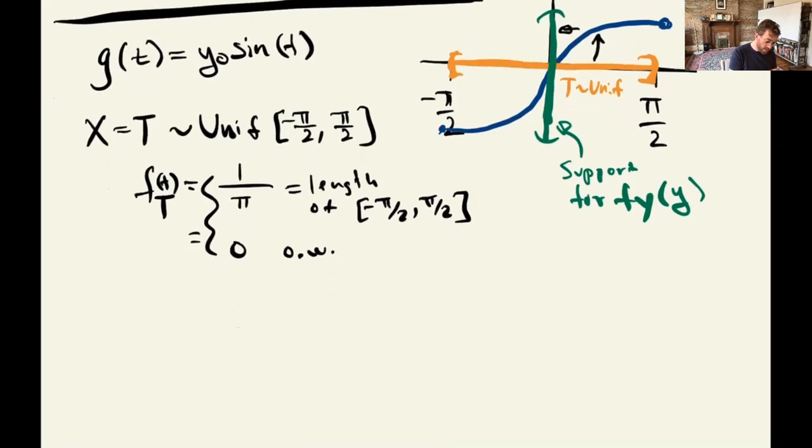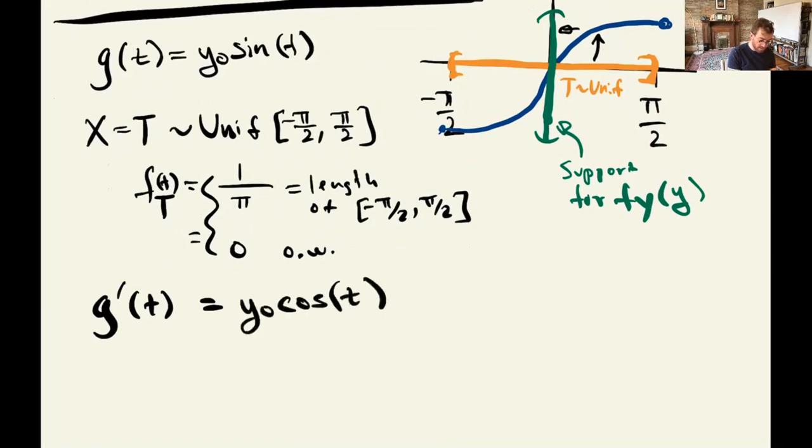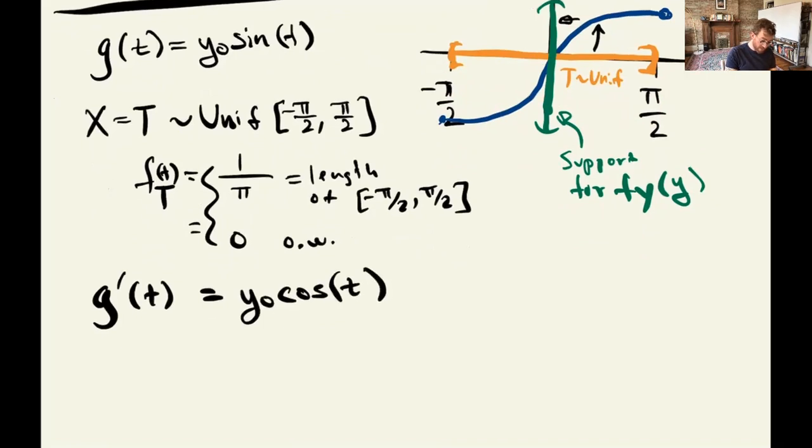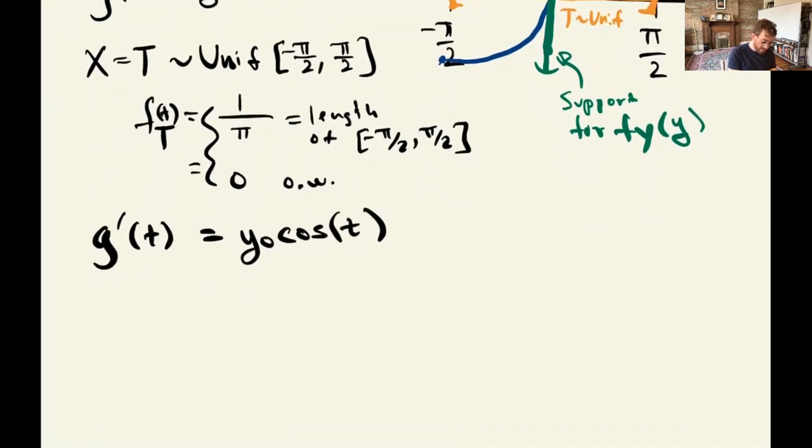So we know that the derivative of g, well, derivative of sine is cosine, right? And we can see that it starts off as positive 1, and then it sort of flattens out and approaches 0 as we get to pi over 2. So this looks like y0 cosine of t. And so now we're pretty much ready to apply the formula.